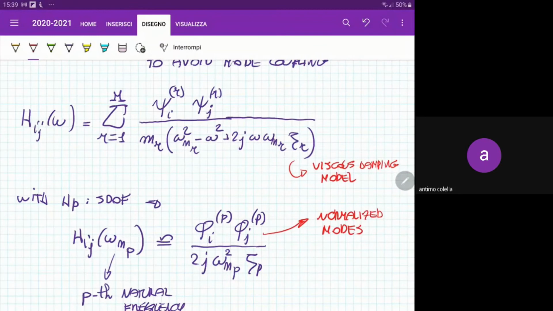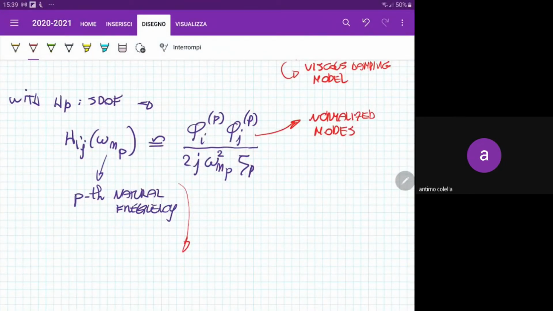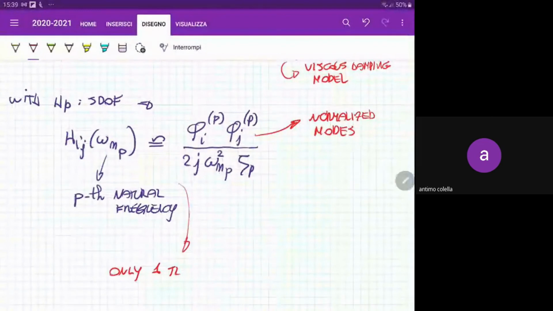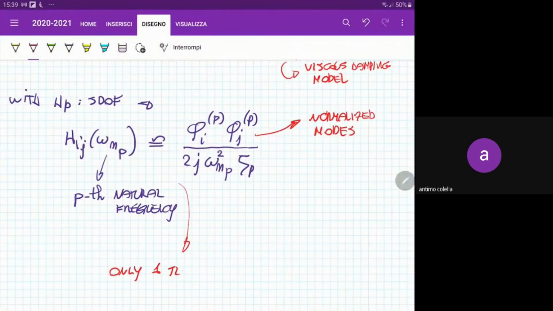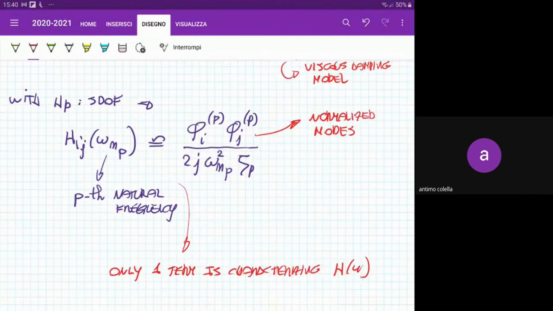So what is the effect of this single degree of freedom hypothesis? The effect is that we are having only one term characterizing your H around the considered pth natural frequency, of course, and that is a big advantage, as we can see later on.